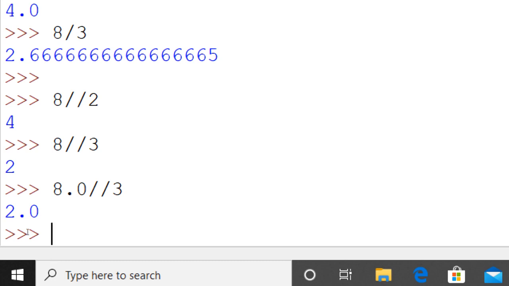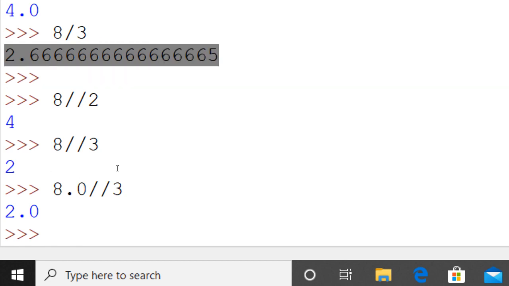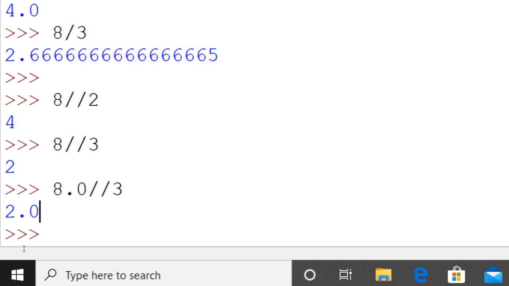Actually, what it will do when 8 is divided by 3: as 8.0 is a float and 3 is an integer, when a float is divided by an integer, we get the answer in float. So obviously the answer is 2.666. But what happens in the case of this floor division? It simply ignores the data after the decimal point and puts 0 in place of it. Okay, so this is the difference that you have to understand.